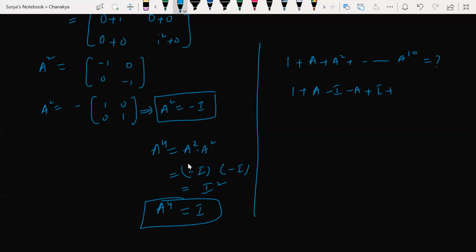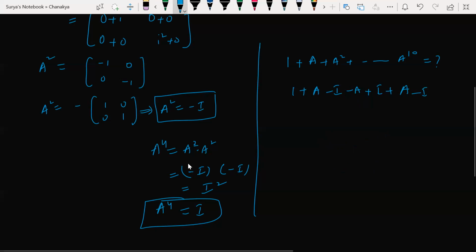A to the power of 5 is what? A, correct? A to the power of 6 is what? Minus I. Can we write A to the power of 6 as A to the power of 4 into A to the power of 2? Absolutely, you can write. A to the power of 6 can be written as A cube whole square. A cube is minus A here, so minus A whole square, which is A square, which is minus I. So directly I'm writing minus I. Anyhow you can solve, no problem.